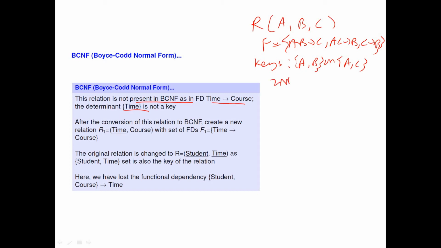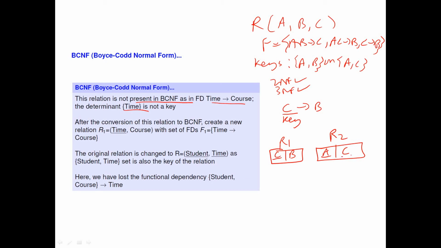So it is present in 2NF and in 3NF. Now if I check for BCNF, there is one functional dependency C arrow B, where C is not the key. That's why I have to separate that out. How to separate? I create a table, let it be R1, containing CB, and the other table remains as R2, let it be AC.